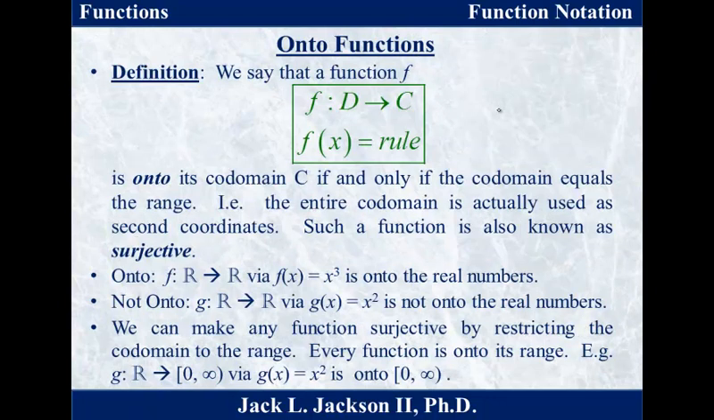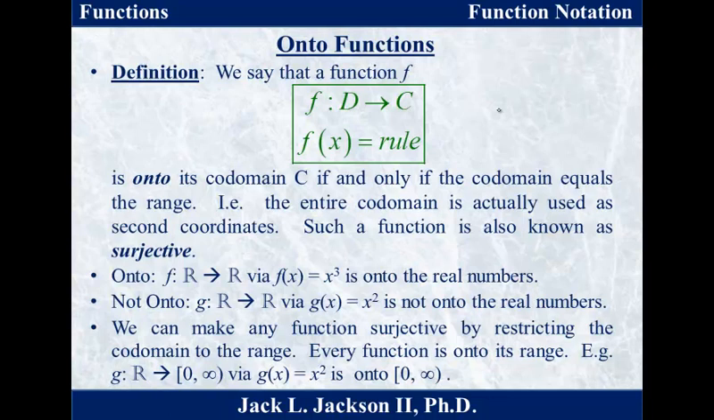Okay, let's do one more definition. We say that a function f, mapping a set D into a set C via the rule f of x equals some rule, is onto its codomain C if and only if the codomain equals the range. In other words, if the codomain is all used up as second coordinates, every bit of it used somewhere as a second coordinate, then we say that it's onto that codomain. We might also use the word surjective for that. We're not going to talk about this a lot, but when we do, we'll use the word onto.